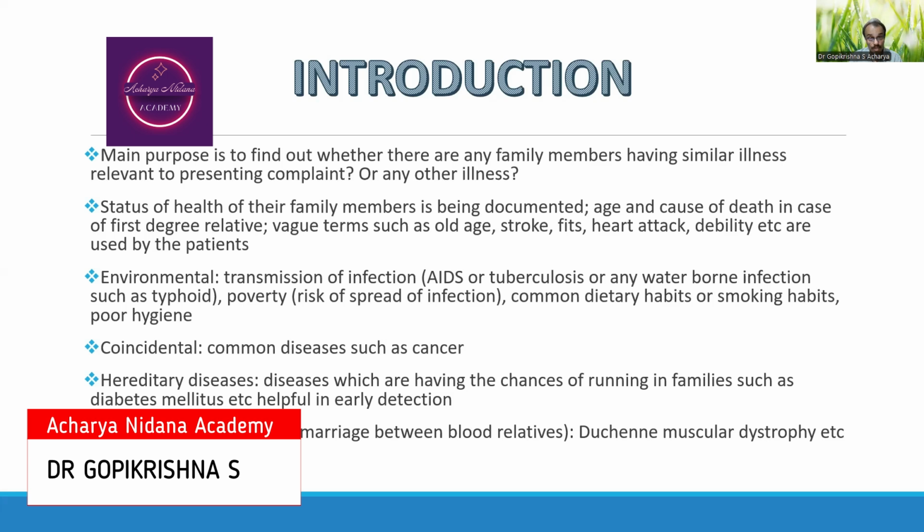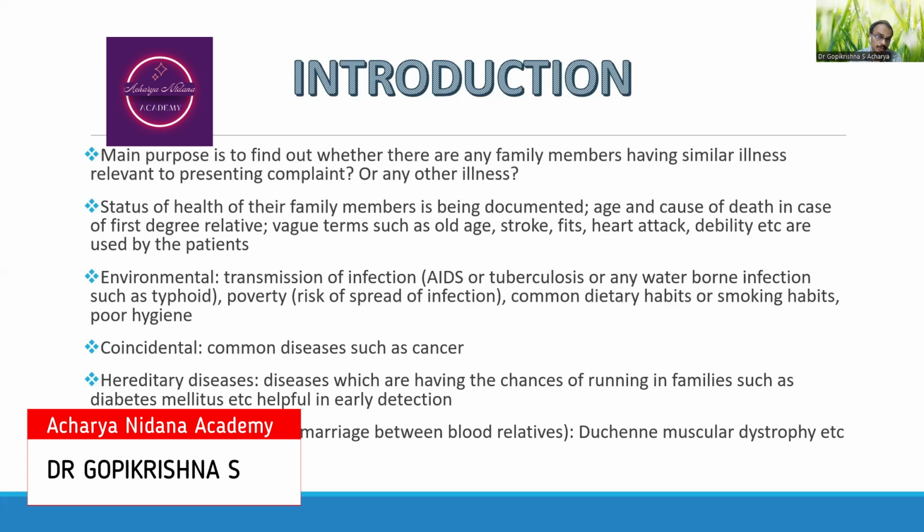Next, regarding poverty, that means there may be a risk of spread of infection. Common dietary habits usually followed by the members of one particular family, or smoking habits, or poor personal hygiene, or poor social hygiene. These are the environmental risk factors we are going to analyze in eliciting the family history.